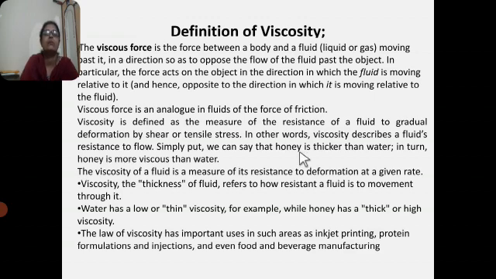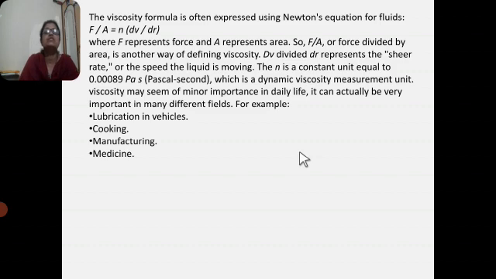and beverage manufacturing. The viscosity formula is often expressed using Newton's equation, that is F/A = η dv/dr, where F represents force and A represents area, so force per area, or force divided by area, is another way of defining viscosity. dv/dr represents the shear rate, or the speed at which the liquid is moving. Eta is the coefficient of viscosity, equal to 0.00089 Pascal second, which is a dynamic viscosity measurement unit.